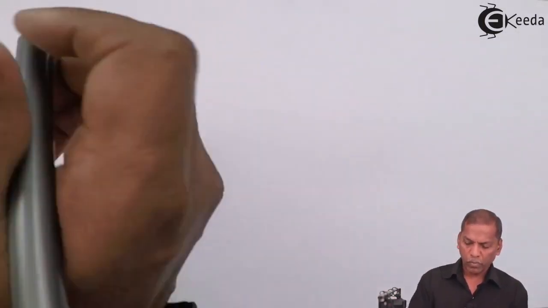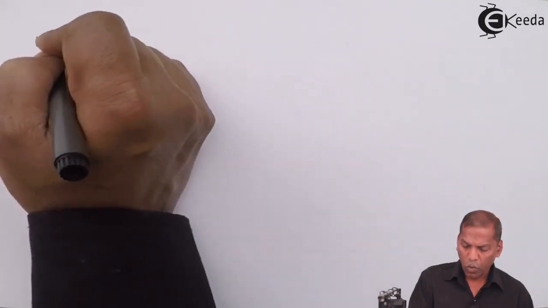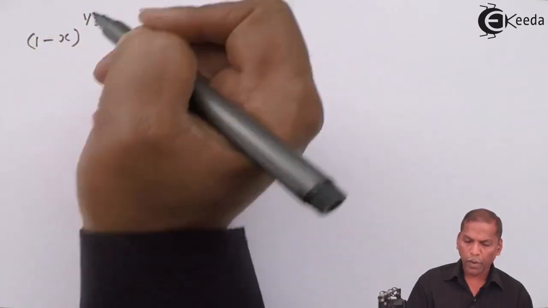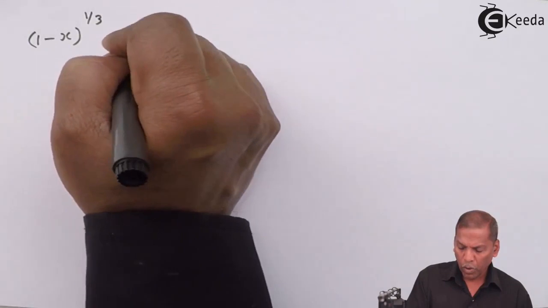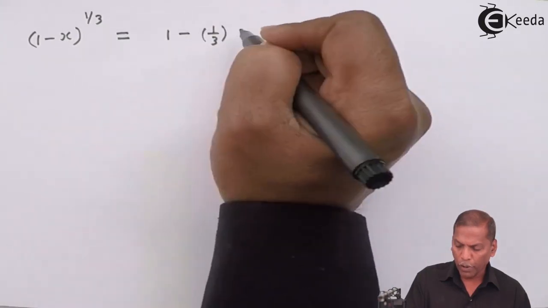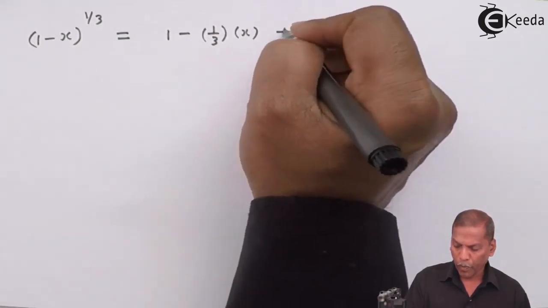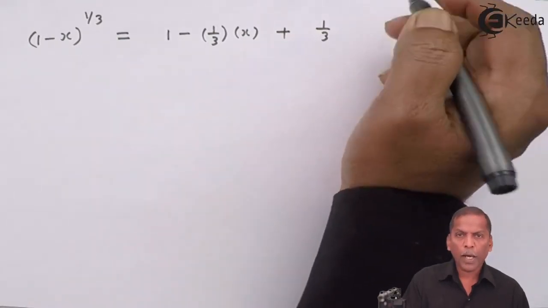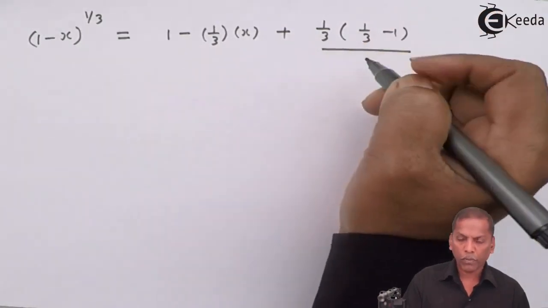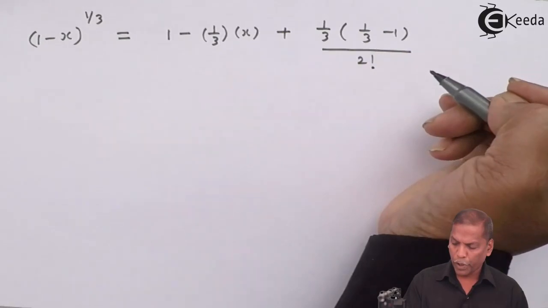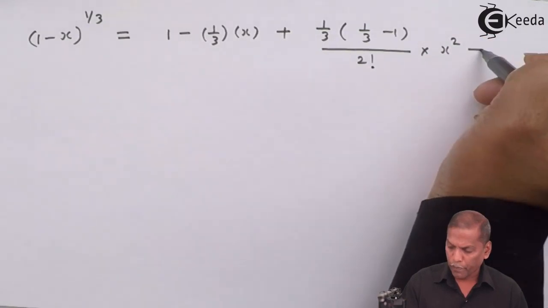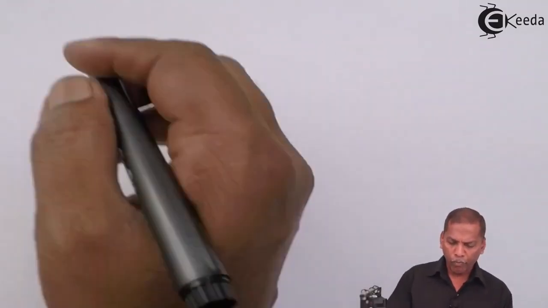We get (1 minus x) raised to 1 upon 3 equal to 1 minus 1 upon 3 into x plus 1 upon 3 in bracket 1 upon 3 minus 1 upon 2 factorial into x square.